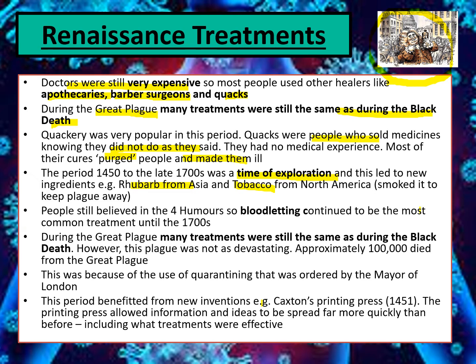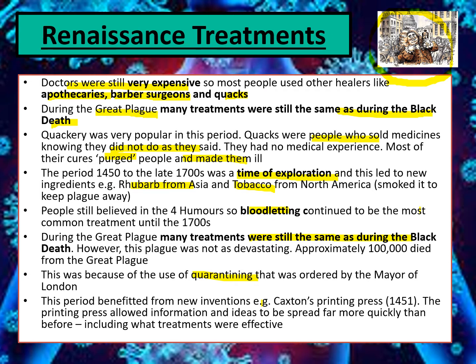For instance, there is still the most common treatment up until the 1700s of bloodletting, which had continued since the medieval period. And as we've mentioned, many of the treatments were still the same as during the Black Death. However, there were some changes, like for instance, the fact that there was a greater use of quarantining, but I'll talk to you more about that when we do public health in the next video.